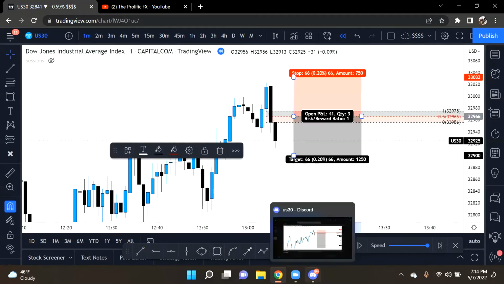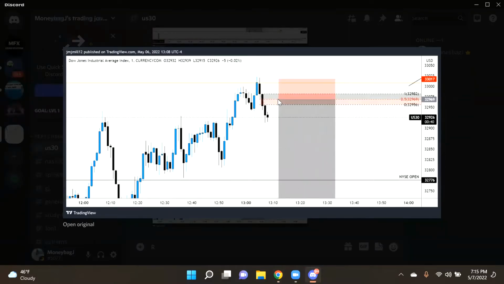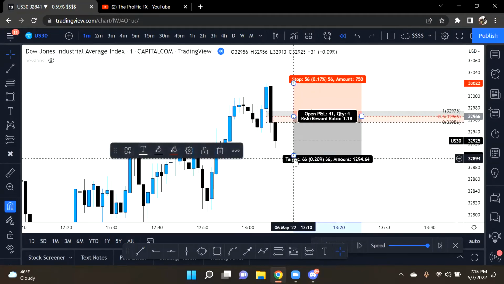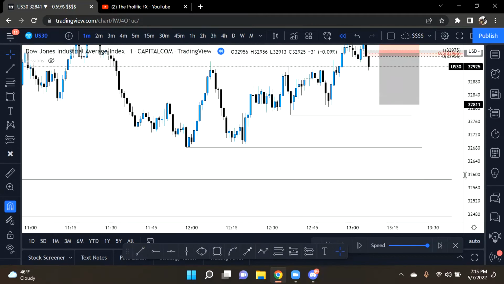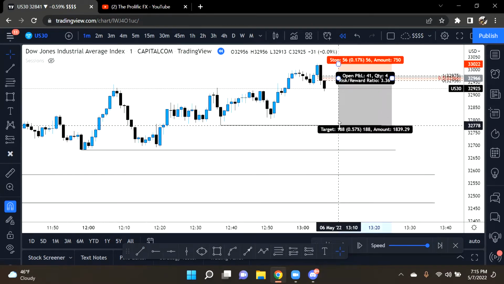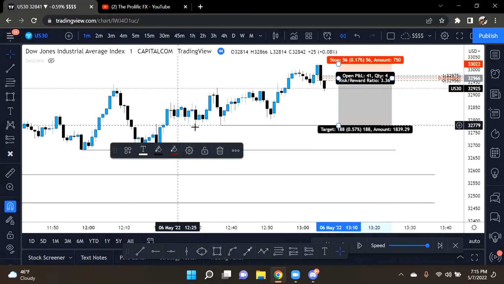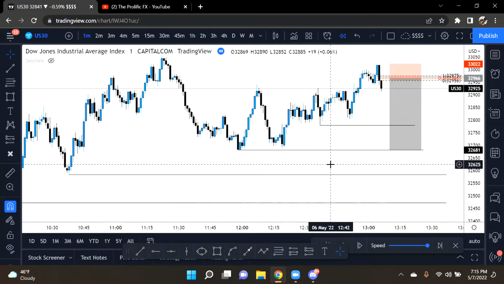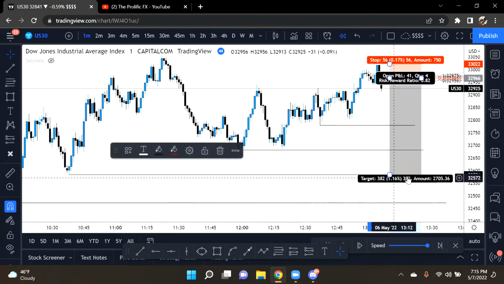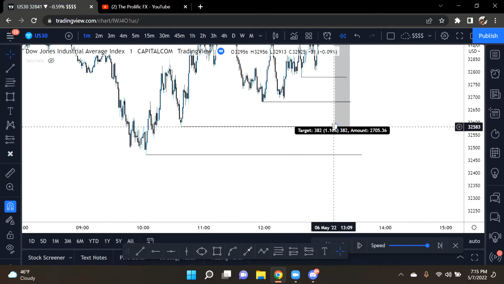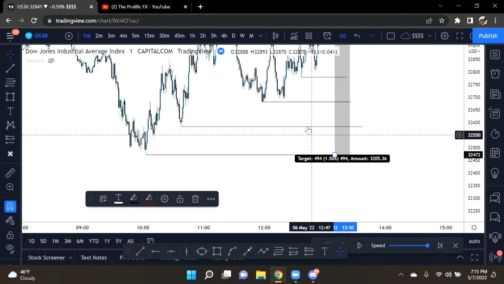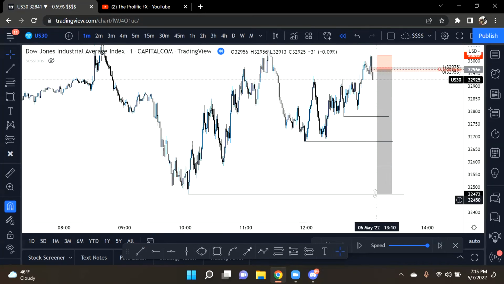And again, I have my entry at the 50% of this fair value gap. Stop loss above the high. And we can look to take profit below these lows, right? So the first take profit was around 188 points. Second take profit was about 285 points. Third take profit, if price was able to get down to it, 382. And if price was able to trade below this, it would have been a potential 494, basically 500 points, right?